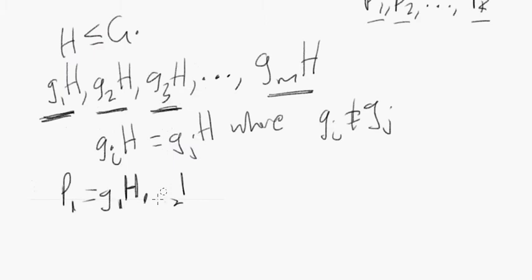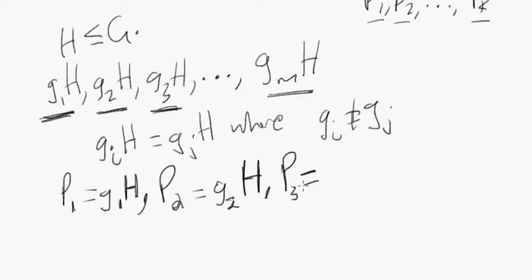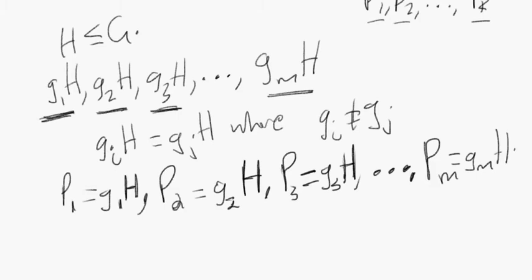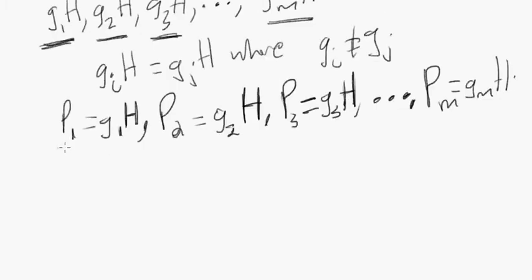So we made an error here. Okay, let our first partition equal g1H. Let our second partition, partition 2, equal g2H. Let partition 3 equal g3H. And we're going to continue this process and say that partition m is going to be what? gmH, right? You guessed it. So let these be our partitions temporarily.